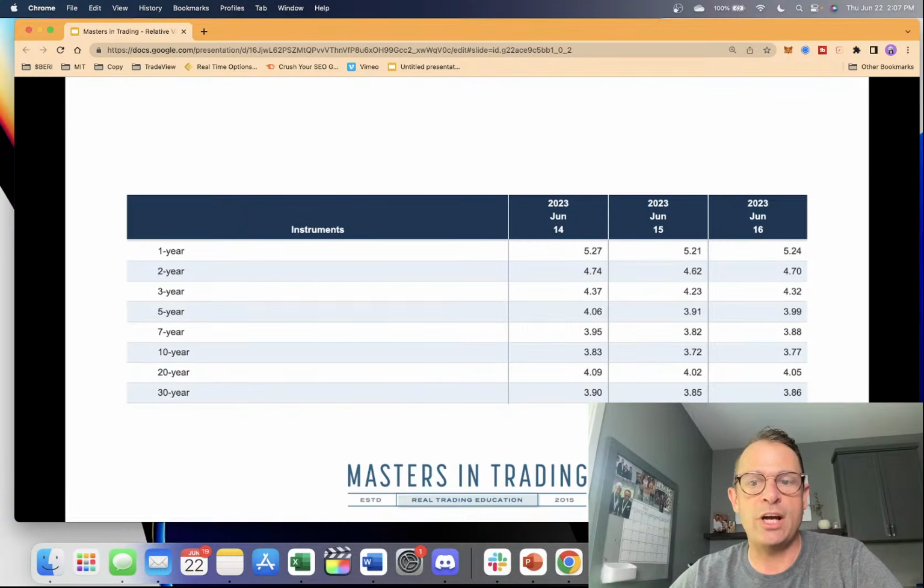Another thing that I want to touch on while I have this up is many think that bond trading is boring or that they don't move at all. Look at this incredible movement just in a couple of days. These are really, really significant moves. Bonds are absolutely moving.